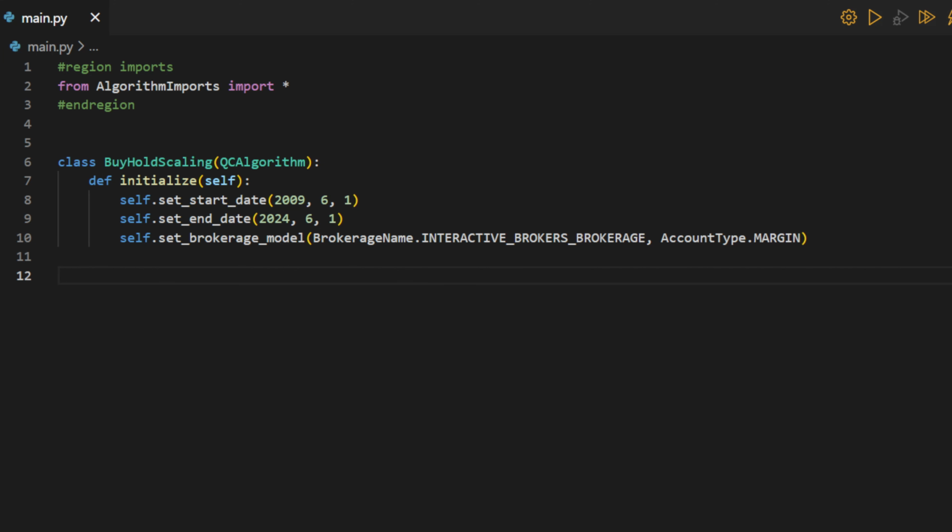As usual, we start with this basic setting. Based on Carver's recommendation of starting with enough capital to trade at least 4 contracts, and considering that ES was valued around 1,000 in 2009, we will set our initial cash at $160,000. Next, we subscribe to the ES data and save the returned future object for future use.